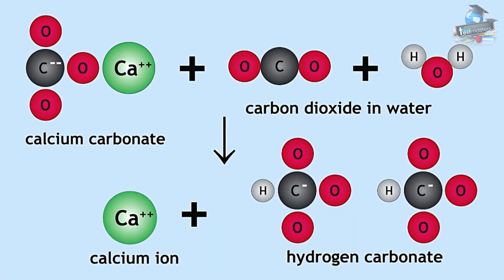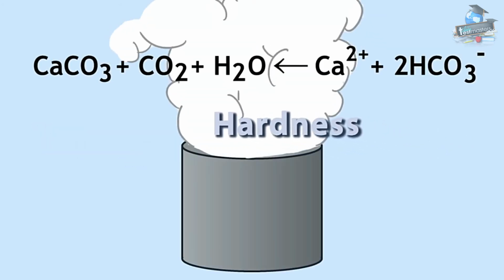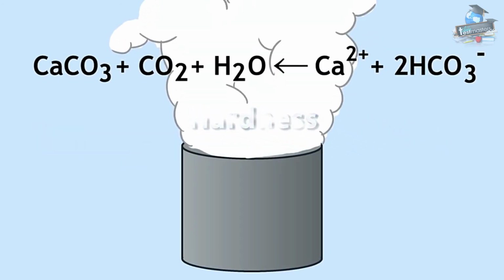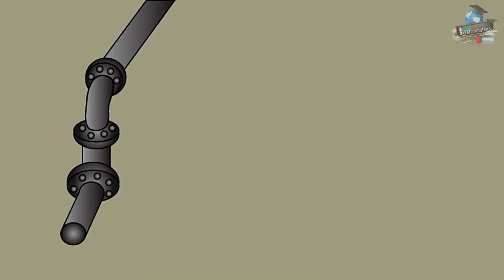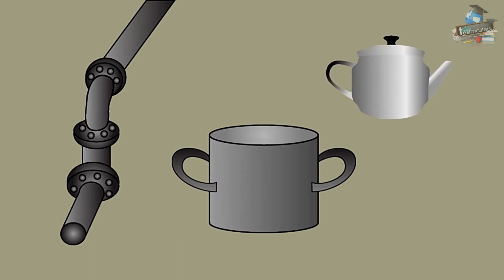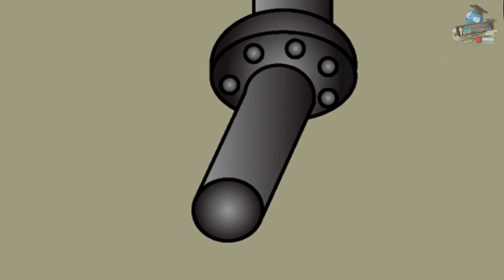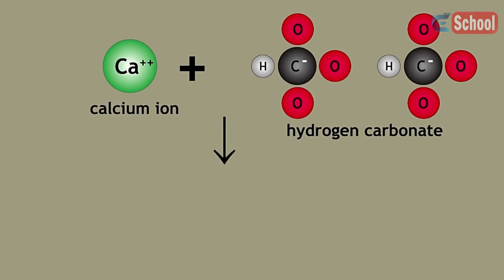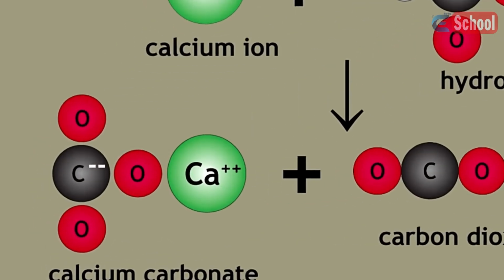This form of hardness is called temporary hardness because boiling reverses the reaction and the hardness is removed, but the limestone will deposit in your pipes, on the cooking utensils or in your kettle, forming something we call lime scale, and this is also how stalactites are formed in those big caves.